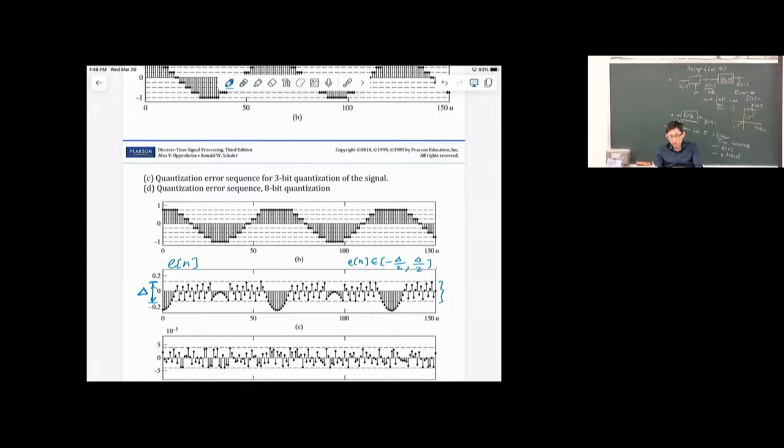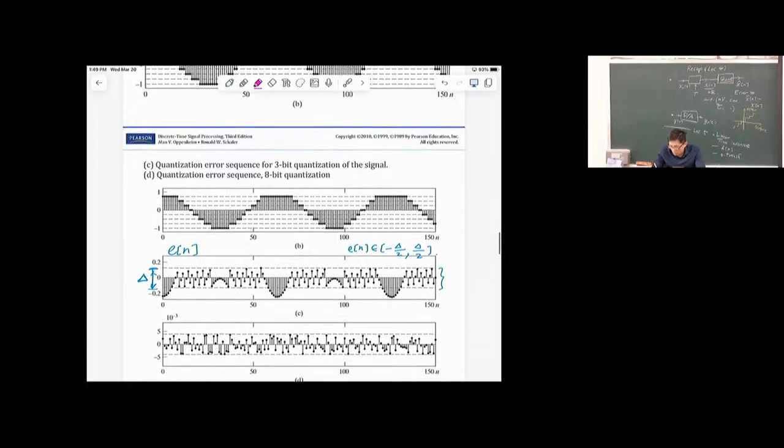But that's not what we are looking at right here. We see a few places where we have exceptions, here, here, and here. The quantization error is so negative that it goes beyond minus delta divided by 2, more than delta divided by 2. I hope you notice. The quantization error here is actually beyond the range of plus or minus delta divided by 2. What's going on here?